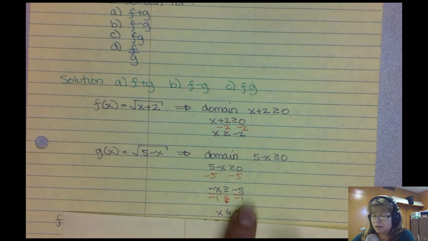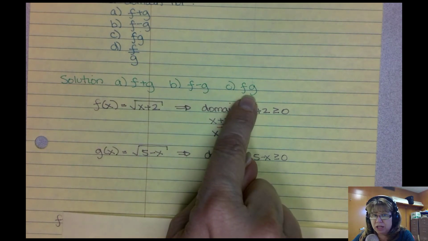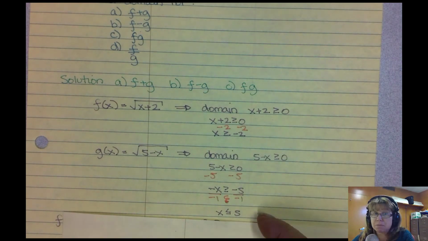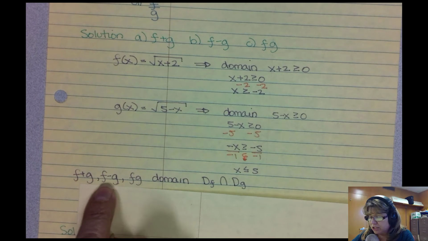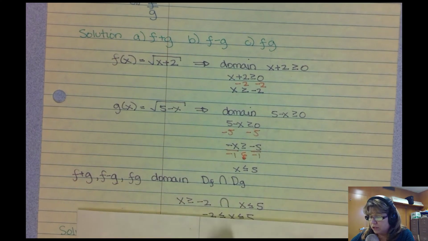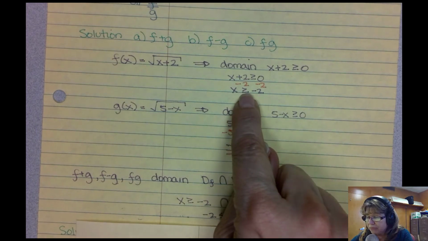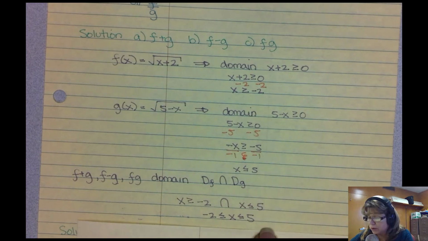For the domain of f plus g, f minus g, and fg, these two things must be true. And therefore, for these, it's going to be the combination of my two domains, meaning negative 2 is less than or equal to x is less than or equal to 5, because it has to be greater than or equal to negative 2, but less than or equal to 5, including those two.